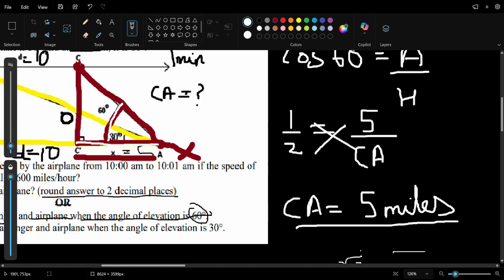So from the airplane to the passenger, which means the direct view, should be hypotenuse. So if the hypotenuse is 5, wait what? No, not 5 miles, it's 10 miles. So CA is equal to 10 miles. So the distance between the airplane and the passenger is 10 miles. So we can see this as 60 degrees is 10 miles.